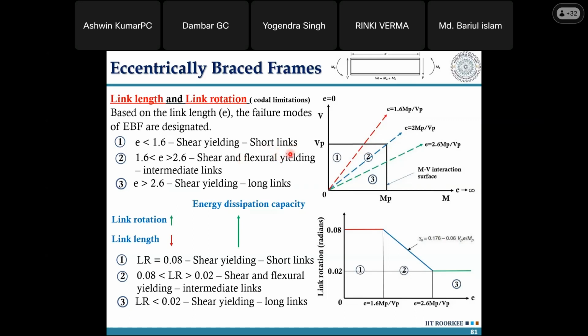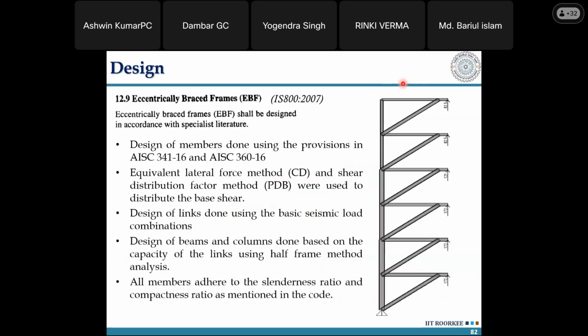The main point I want to put across is that based on the length of the link, either flexural or shear or both hinges can form, which ultimately leads to how much energy it can dissipate. The shear yielding and shear deformation is more stable in steel structures. That is why we prefer a short shear link to be given. And while giving a link, we would prefer a link to beam connection rather than a link to column kind of configuration. So that is the main point that I want to put across.